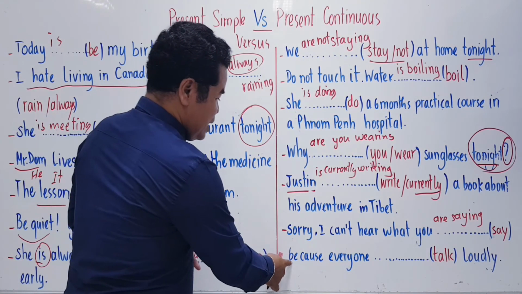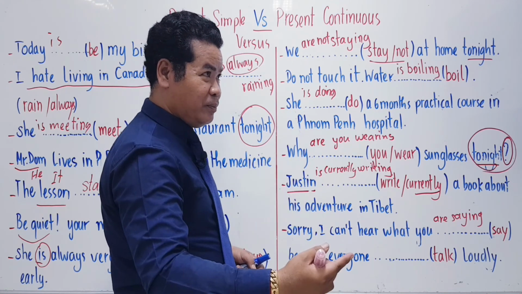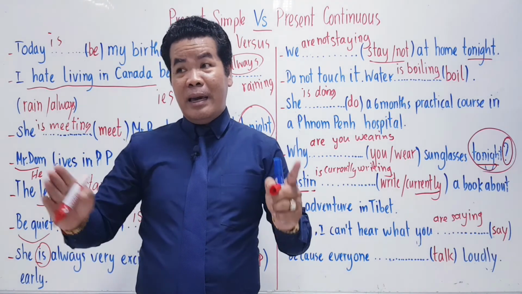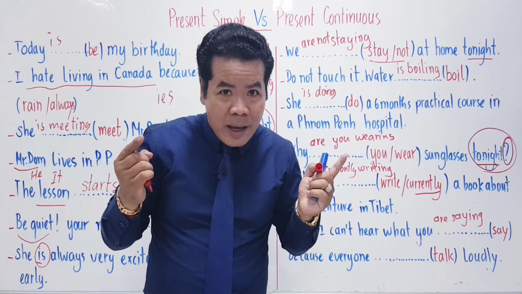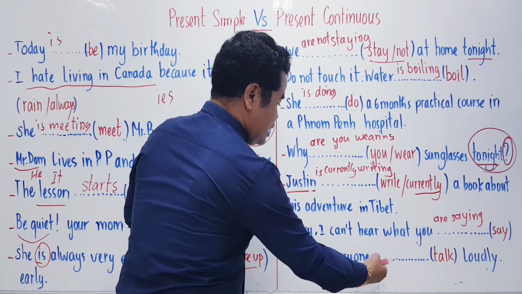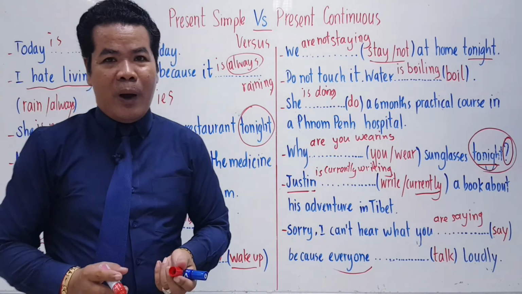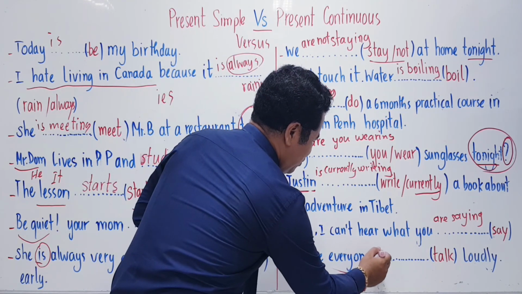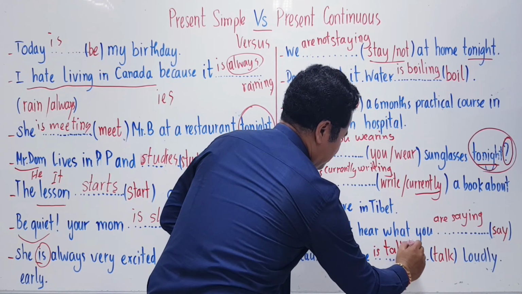So now, because everyone what? Everyone talk loudly, or everyone is talking loudly? Everyone is talking. That's why I cannot hear. So, at this point, we also use the present progressive, and the second sentence is also in the present progressive. So what do we have now? Everyone are talking or is talking? I have told you many times, okay? Try to remember it. Everyone is, not are, is talking.